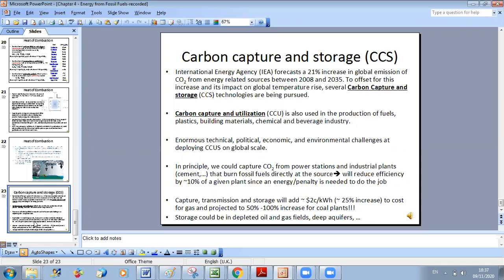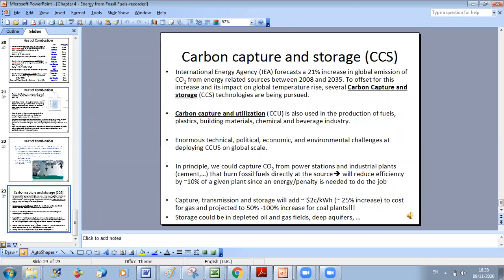So the International Energy Agency forecasts a 25% increase in global emission of CO2 from energy-related sources between 2008 and 2035. Therefore, to offset this increase and its impact on global temperature rise, we have several carbon capture and storage strategies that are being developed. First, we have the technique of carbon capture and use, which is also used in the production of fuels, plastics, building materials, chemicals, and the beverage industry. It consists of capturing CO2 before it is emitted to the environment.